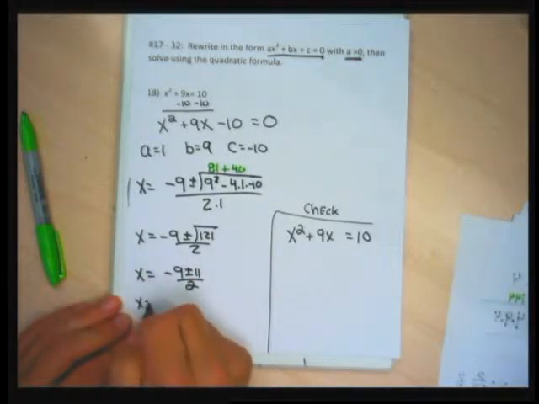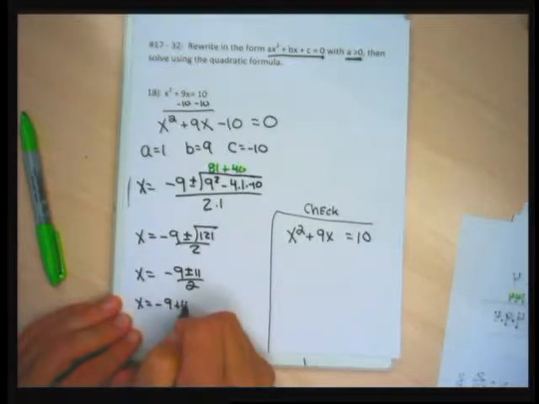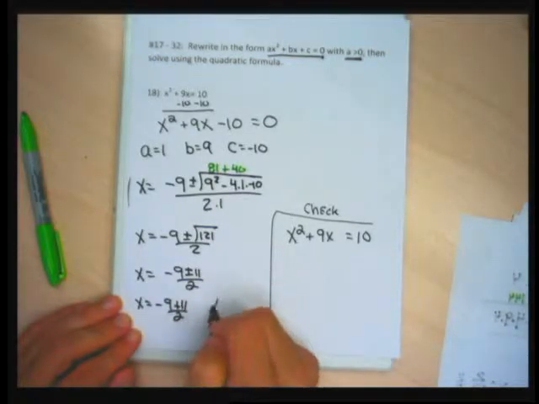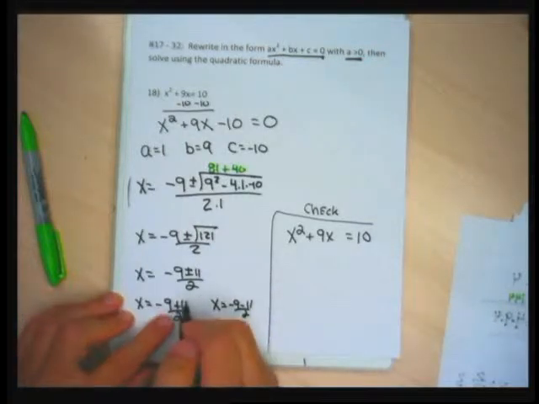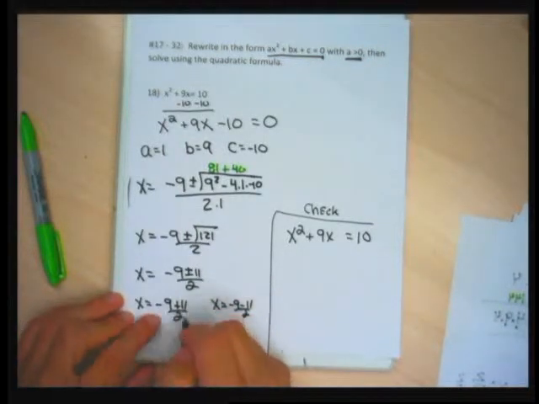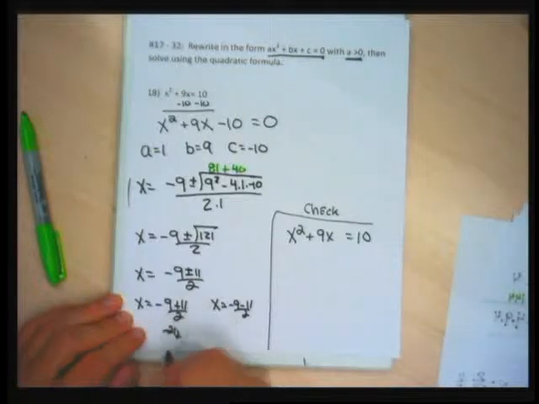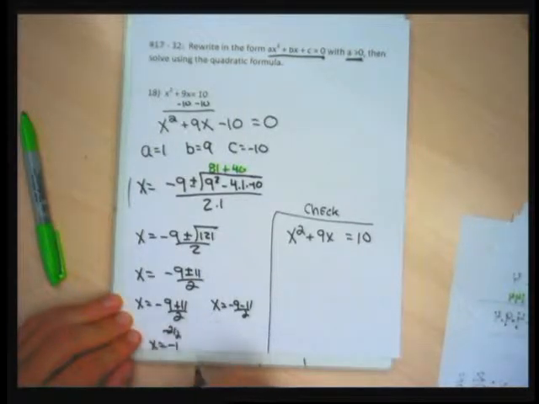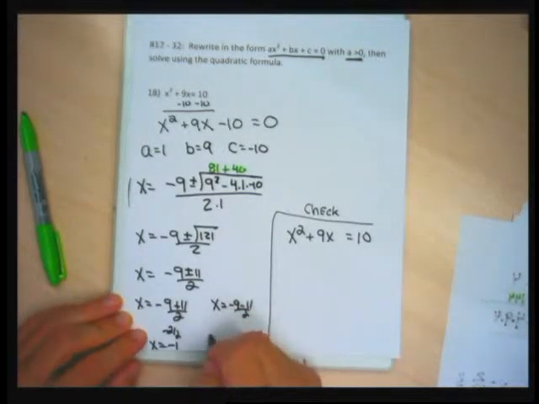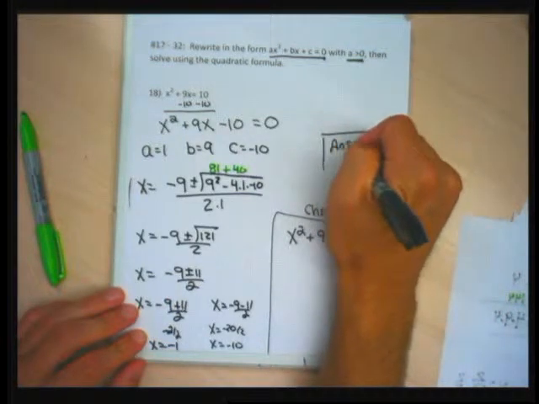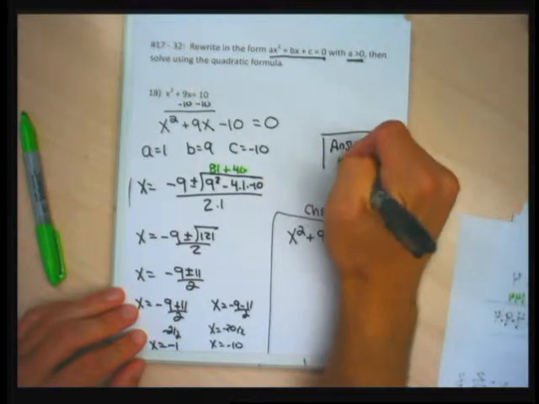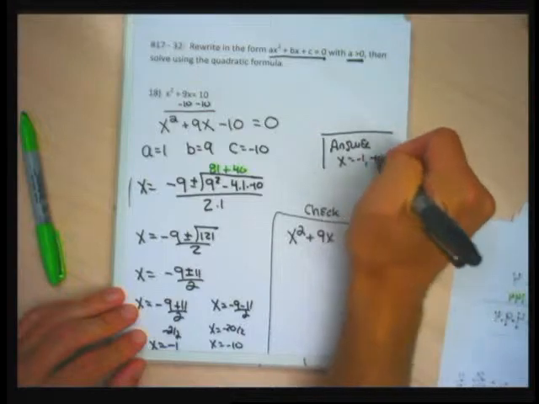Make my two problems. X equals negative 9 plus 11 over 2. X equals negative 9 minus 11 over 2. The negative 9 plus 11 is going to be negative 2 over 2, which is negative 1. This next one's going to be negative 20 over 2, which is negative 10. I think my answer is x equals negative 1 and negative 10.